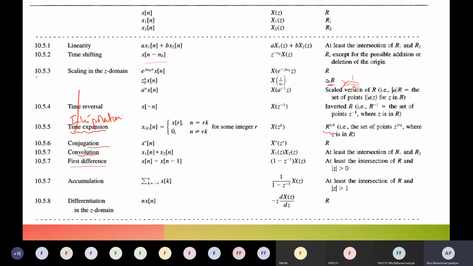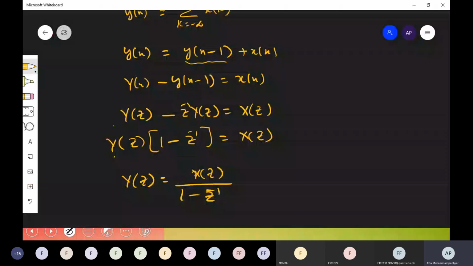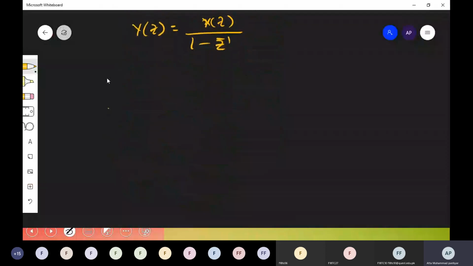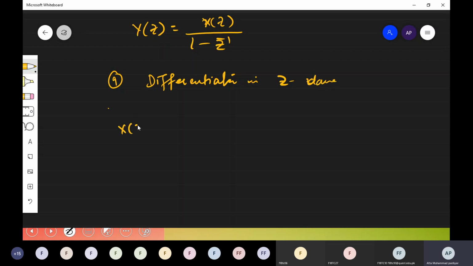Okay. So the next property in the list is differentiation in the z domain, right? This must be, for example, property 9, differentiation in the z domain. So what that means is, for example, if we have X of z, by definition that is equal to the summation over n from minus infinity to infinity of x of n z power minus n, right?